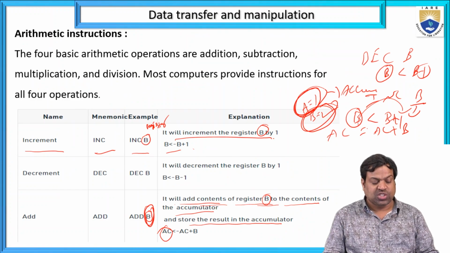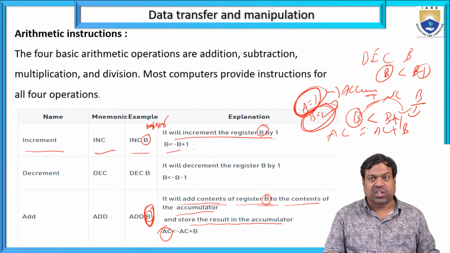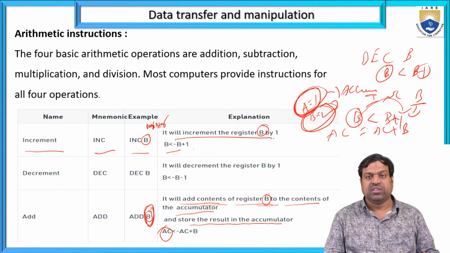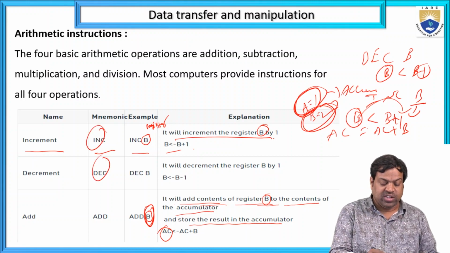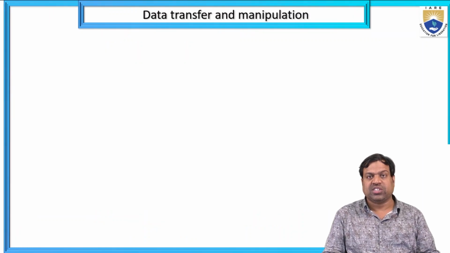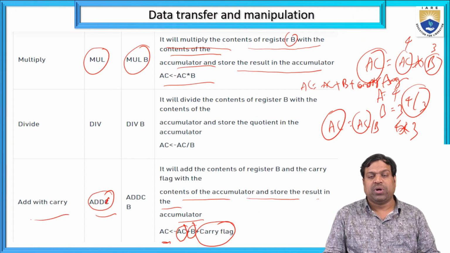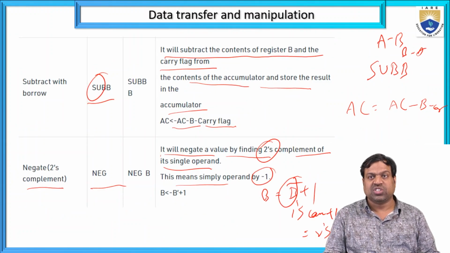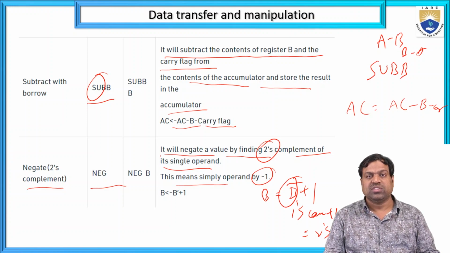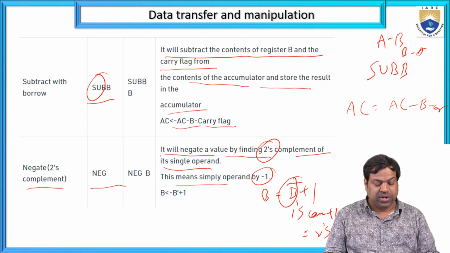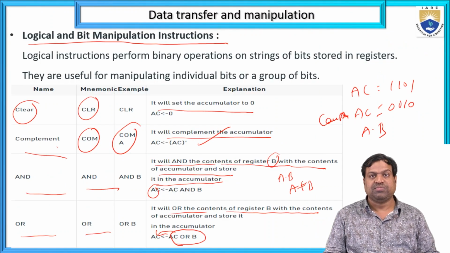In the arithmetic instructions, the mnemonics, that is, the instruction codes, are INC, that means increment, DEC means decrement. So these are what we call instructions. ADD, addition. MUL, multiplication. DIV, division. ADDC means addition with carry. So these instructions are called mnemonics. Or subtract with borrow, SUBB. And two's complement, negate, NEG.